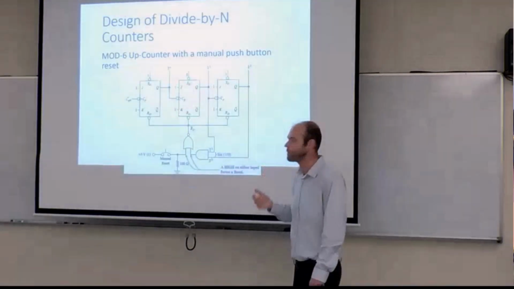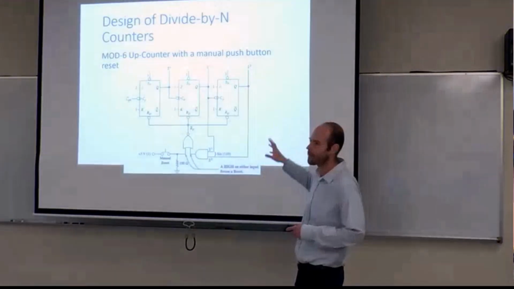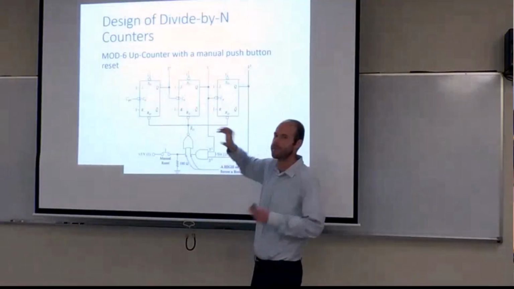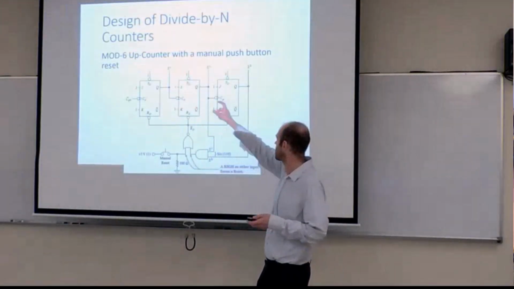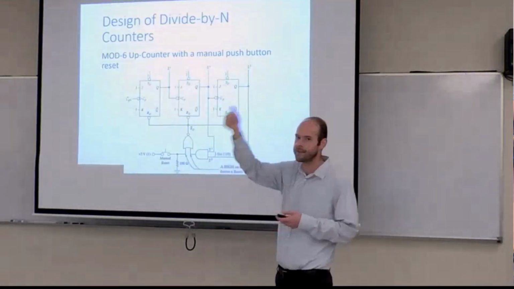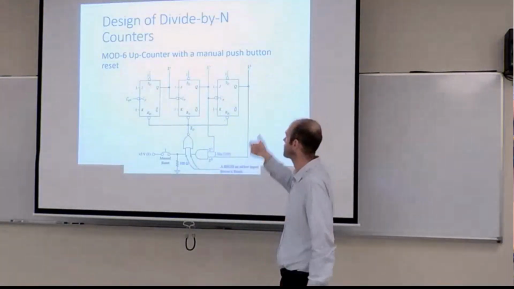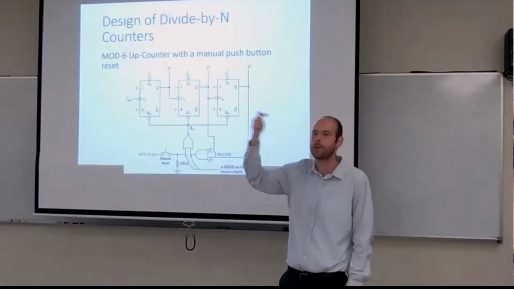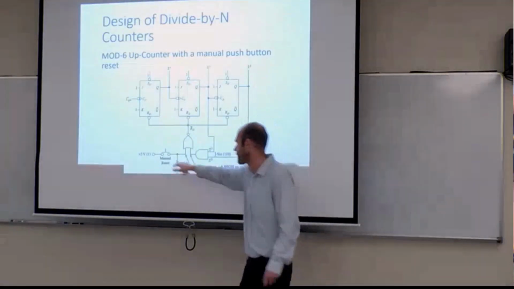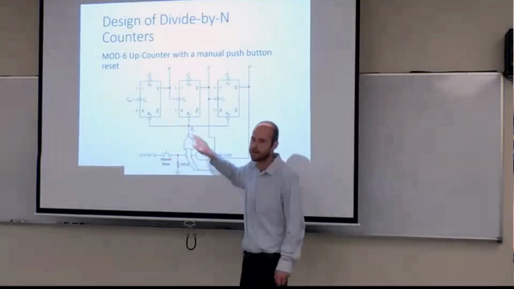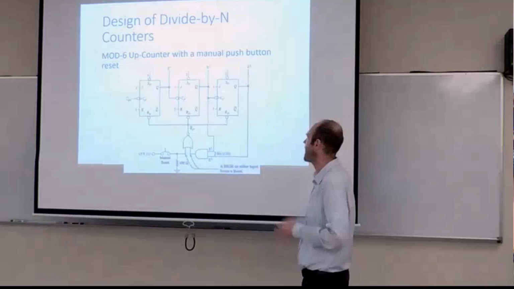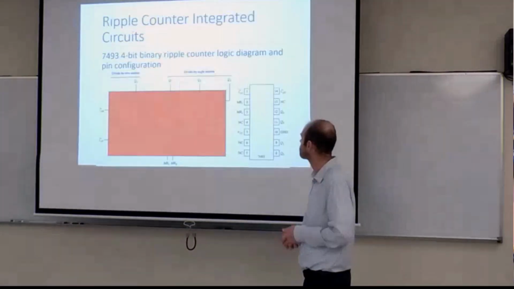When you read about a particular system you want to make, part of it is just picking apart the title into what the different hardware pieces required to do that are. So mod 6 tells us something about the count range. Up counter tells us where we get the outputs. Manual push button reset tells us about this additional logic for the reset. So we do have to pick apart the English language title of what we're being asked to create for these.